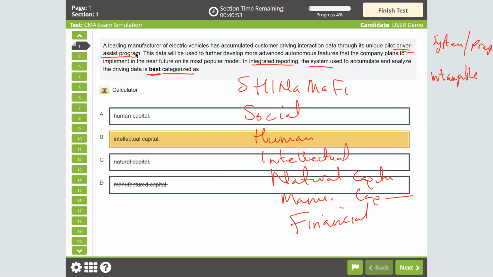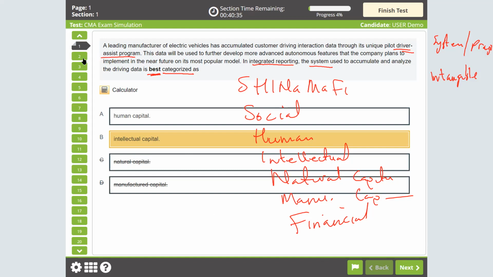If you want to move on to the next question, you can click here, the question number 2, or you can go down here and click on the next. I do some things to save time. If my mouse is here, I don't go up there. I just click on the next. But if my mouse is over here, then I click on the question number.